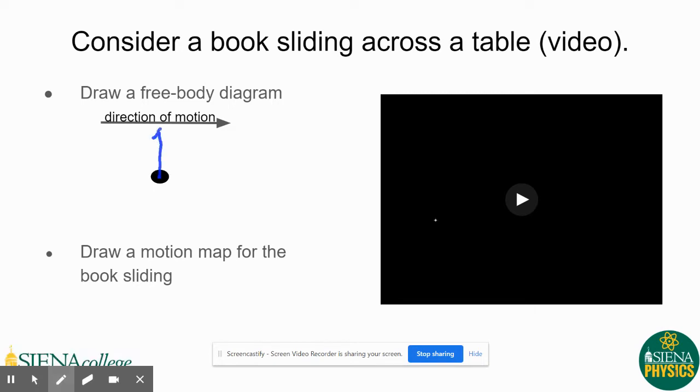So an arrow up for the normal force. So I'm going to call this the force of the normal. And that's the table is exerting a force upward on the book. And I'm going to draw a force down for the force of gravity.